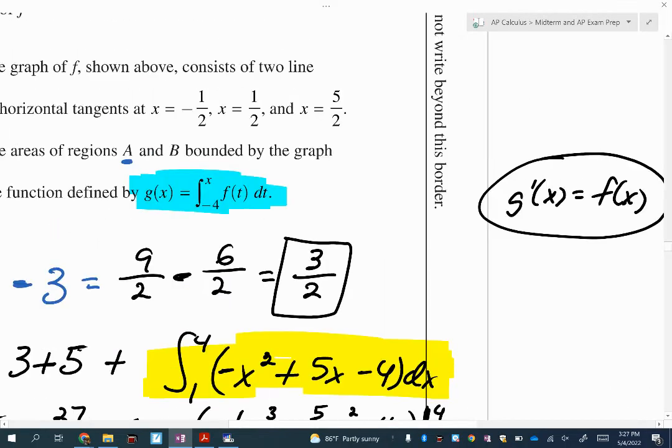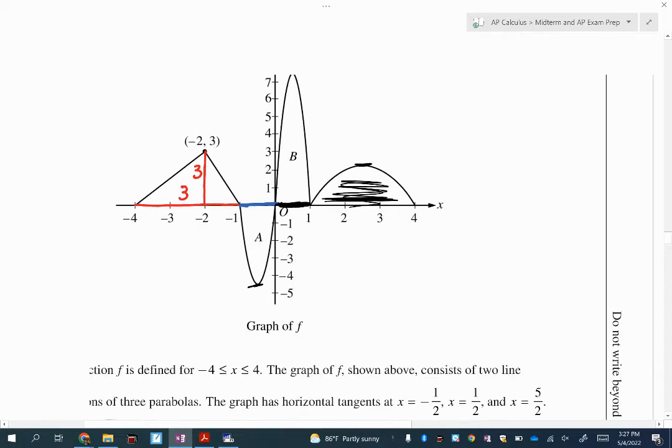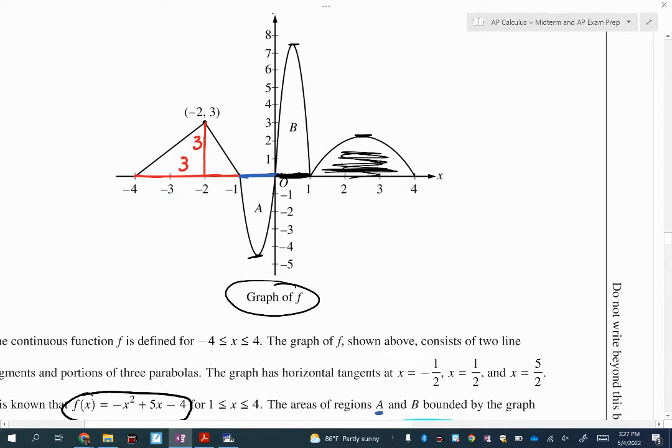So what did they give us in the very beginning here? They gave us the graph of f, which in other words is the same as g prime of x. All right, so step one is to find the derivative. Do we know the derivative? No, but we do have a graph of it. So what was step two? Find what makes the derivative 0.